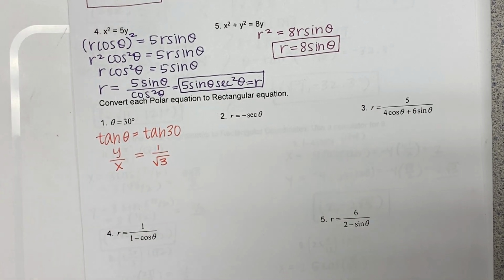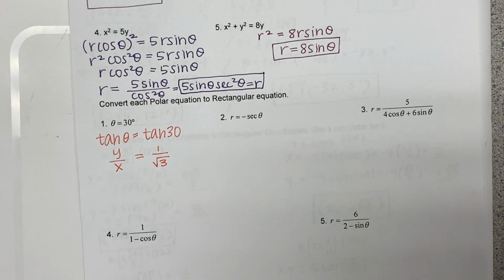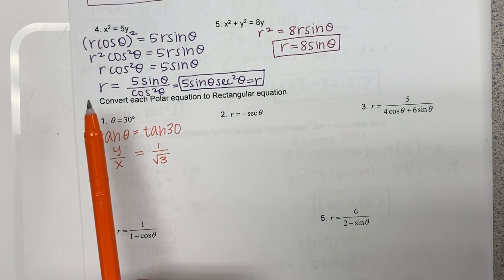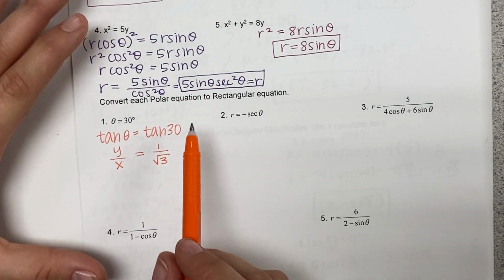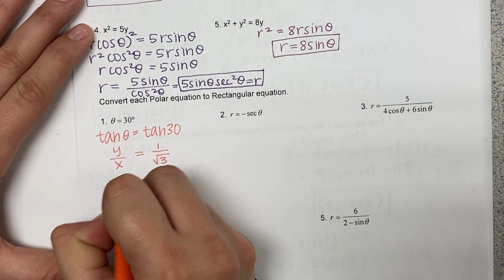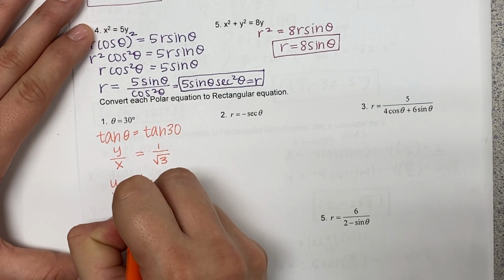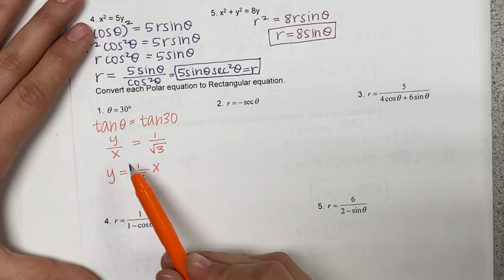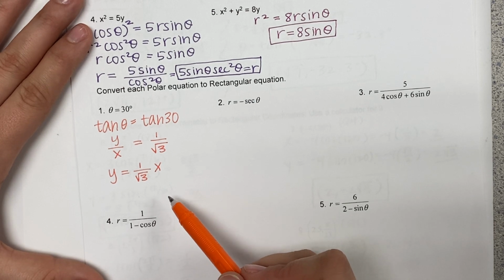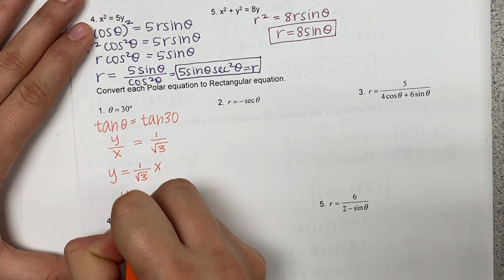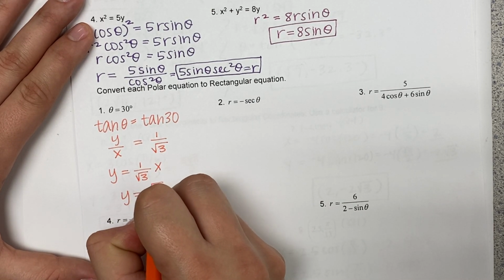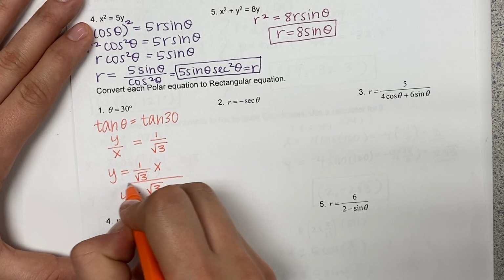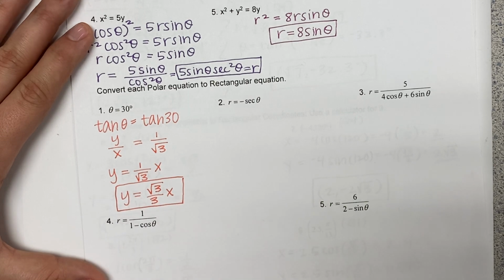Now there is no form that you have to use for rectangular. As long as you get it into x and y, you're good. But I do want to simplify this a little bit because I can just cross multiply here. And then what are we going to do from here, David? Oh, you said rationalize? Good job. Yay.